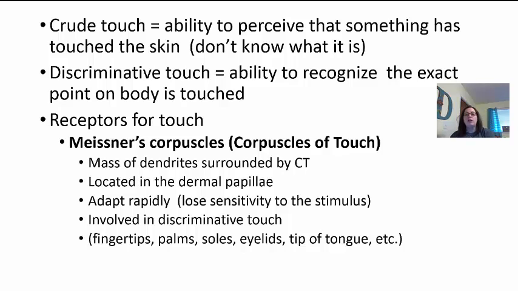Now, these guys are very concentrated in certain areas of your body, like your fingertips, the palms of your hands, the soles of your feet, your eyelids, and the tip of your tongue. They're located throughout your skin, but they're more densely packed in these particular areas that are listed.